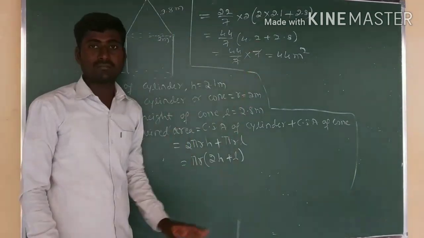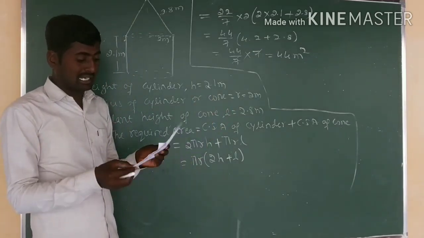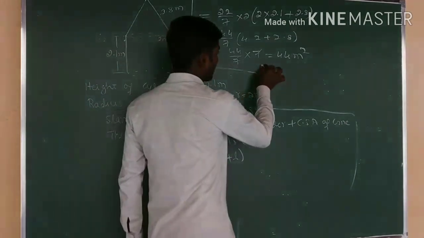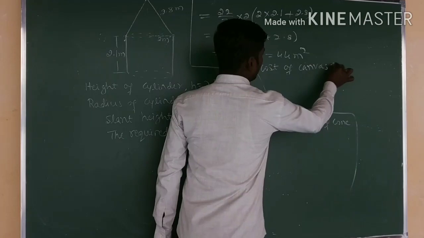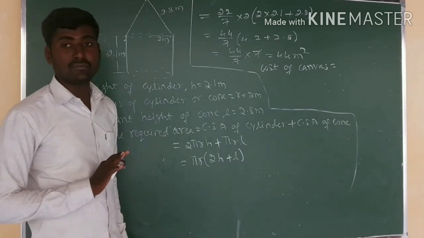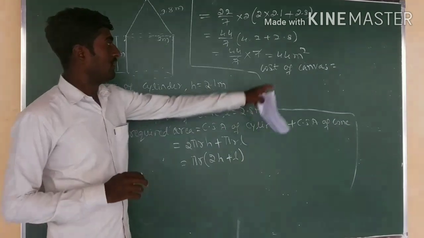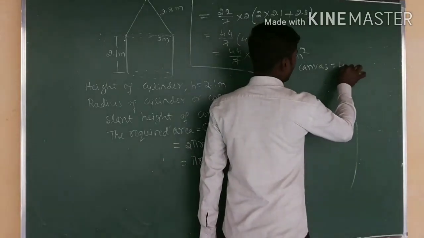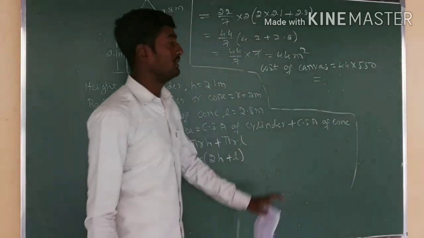So the first part is done. In that second part also, find the cost of canvas of the tent at the rate of rupees 550 per meter square. So for 1 meter square the cost they have given, that is how much? 550 rupees for 1 meter square, not meter. But for 44 meter square, how much is the cost? That means 44 into 550. We will get the total cost of canvas.